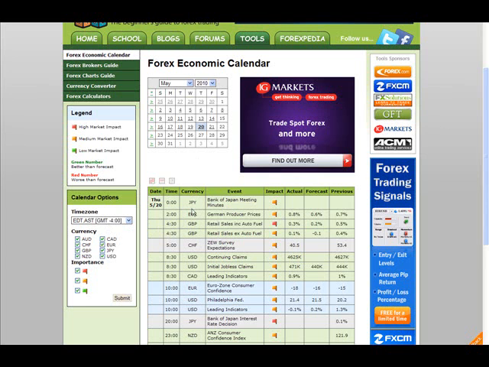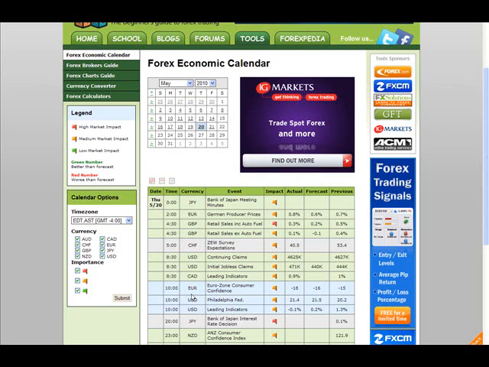If I go down under the currency column, at 4:30 I have a couple of reports for the UK. It's actually just retail sales, but one includes auto fuel and the other excludes it. Same report, but 4:30 UK retail sales. If I move down, at 8:30 we had jobless claims and continuing claims for the US. And at 10 a.m. we had the Philadelphia Fed Index and leading indicators for the US as well.